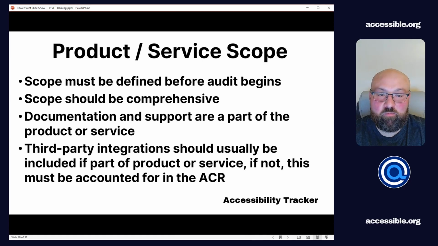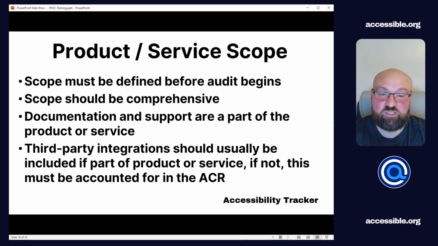Now, the scope must be defined before the audit begins, and we'll get more into audits in a moment. The scope should also be comprehensive. So remember, we just talked about the representative sample, but with that representative sample, we need to make sure that the sample is comprehensive and covers our entire product or service.